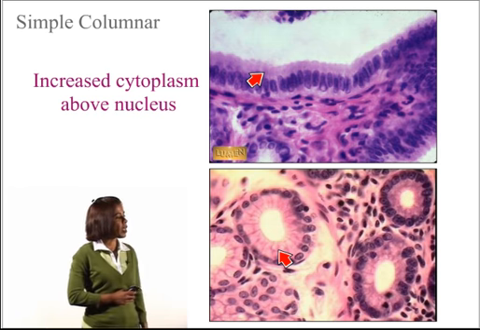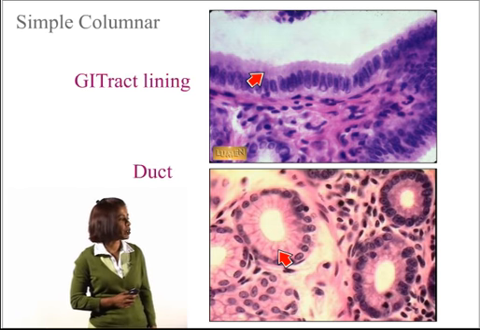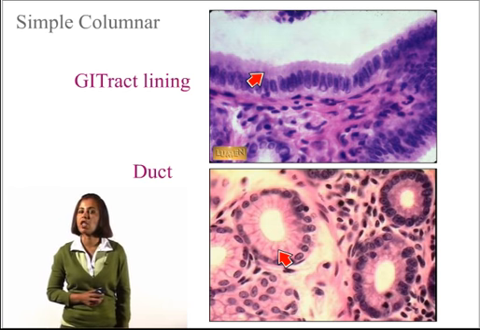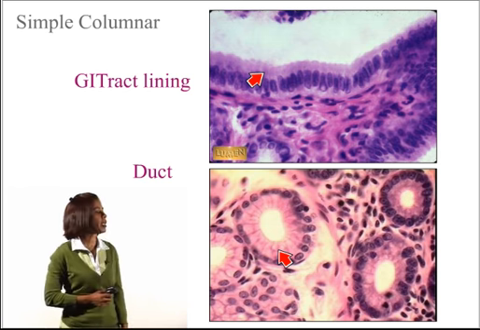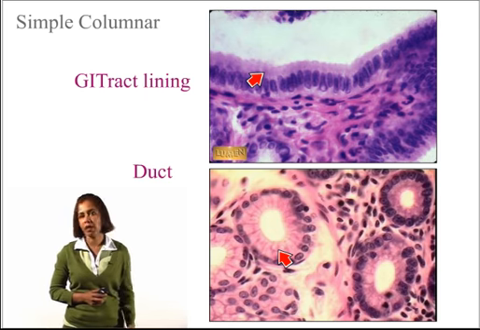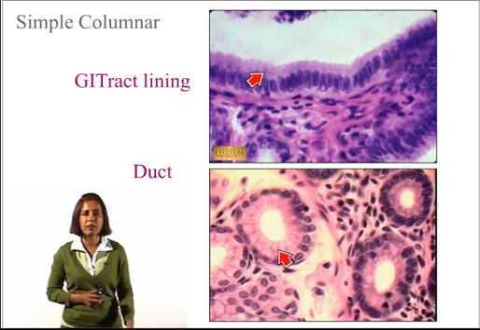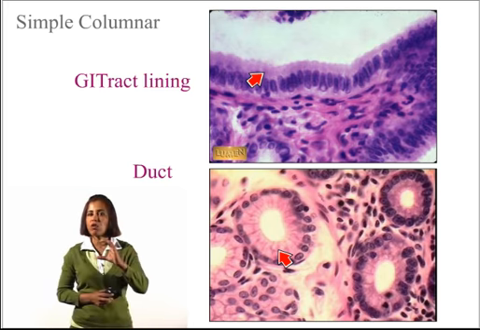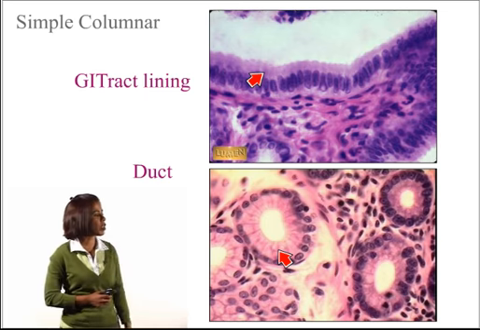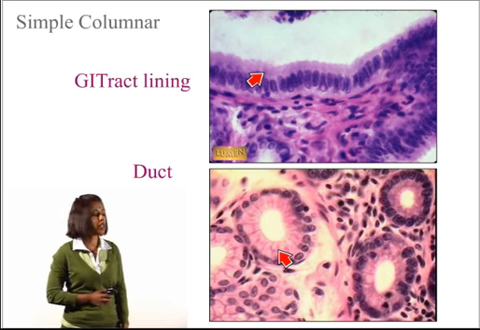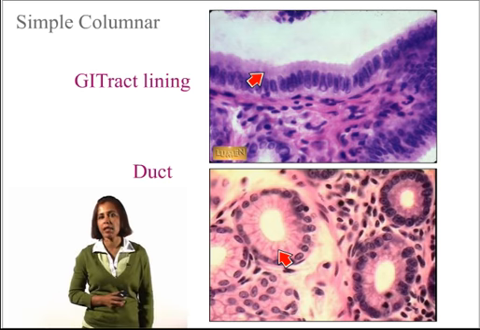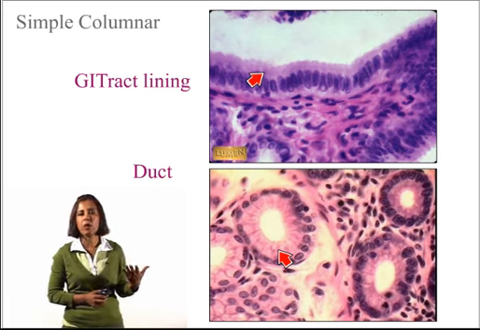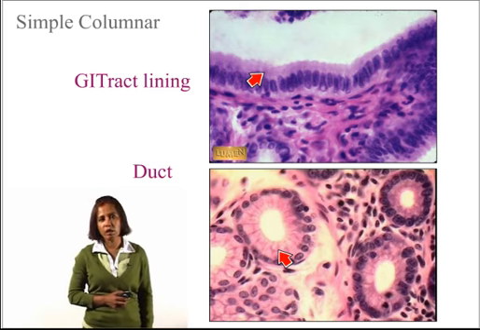Now here, these are two examples of where you would find simple columnar epithelium. The first one, where you can see that the nuclei are rod-shaped, is typically seen in the lining of the GI tract, like the stomach, the small intestine, large intestine. And in the lower image, where you see these round structures, these are cut sections of ducts, and these ducts are typically seen in glands, and usually the nuclei there are rounded, and in both cases you see a lot of cytoplasm above the nucleus.